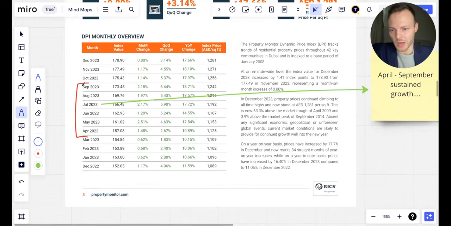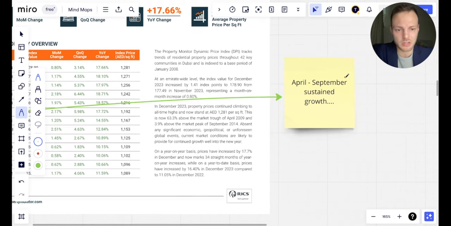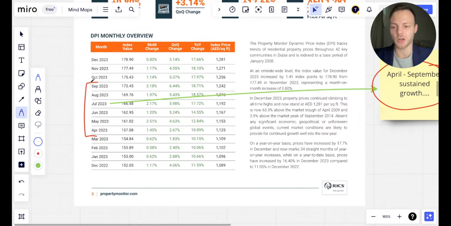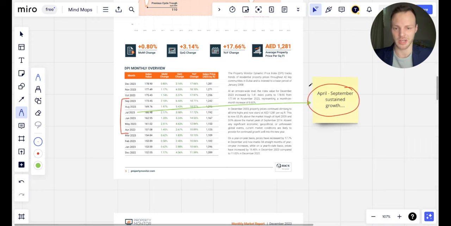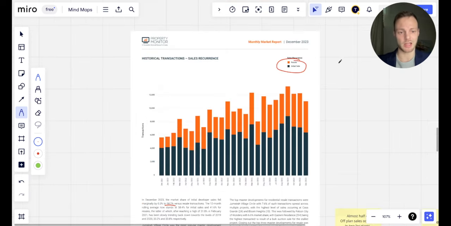What I wanted to highlight here was the rate of price growth between April and September. There was such sustained price growth between these two months, and these months are traditionally slower. So to have such high increases during this period was absolutely insane. This doesn't usually happen.